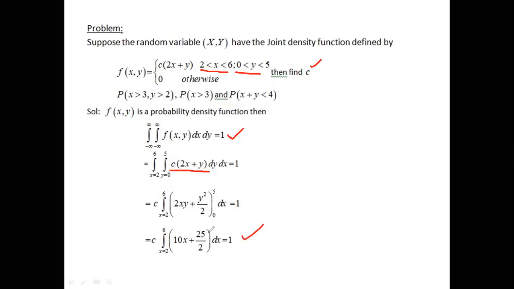Again, doing this integration with respect to x, the integration of 10x will be x square by 2, and 25 by 2 is constant, so its integration will be x. That is in the next slide. So after doing the integration, again we substitute the x limits, 2 to 6. After substituting the x limits and simplifying, we get the c value, where c equals 1 by 210. After getting that, we have to calculate the probabilities.